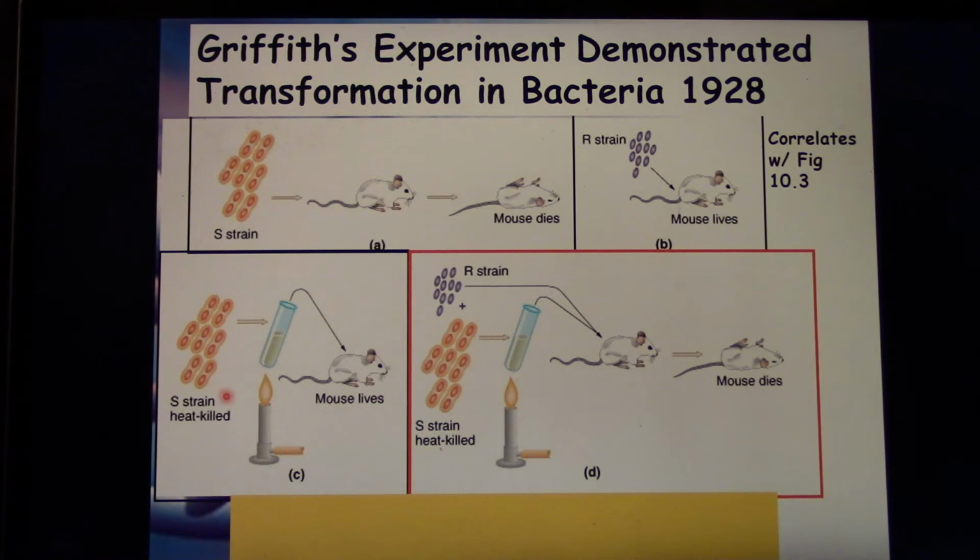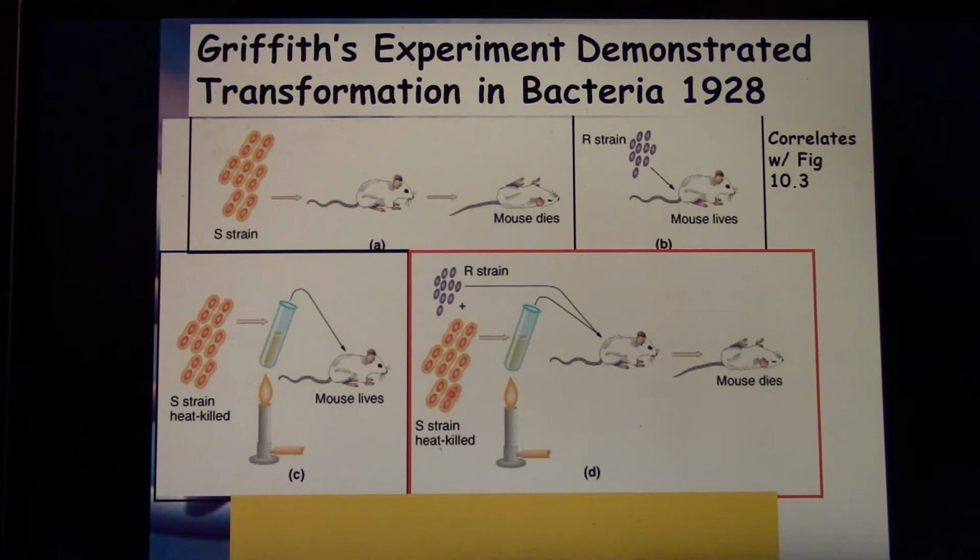So he thought, well, I'll do another experiment. I'm going to heat kill the lethal strain. And he did. Boiled the broth for a bit, like 20 minutes, and it killed all of the bacteria. And he gave the bacteria to the mouse, and the mouse lived.